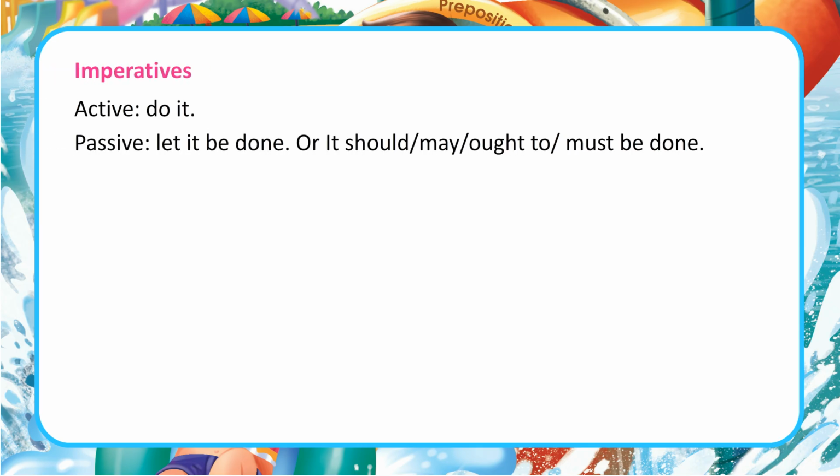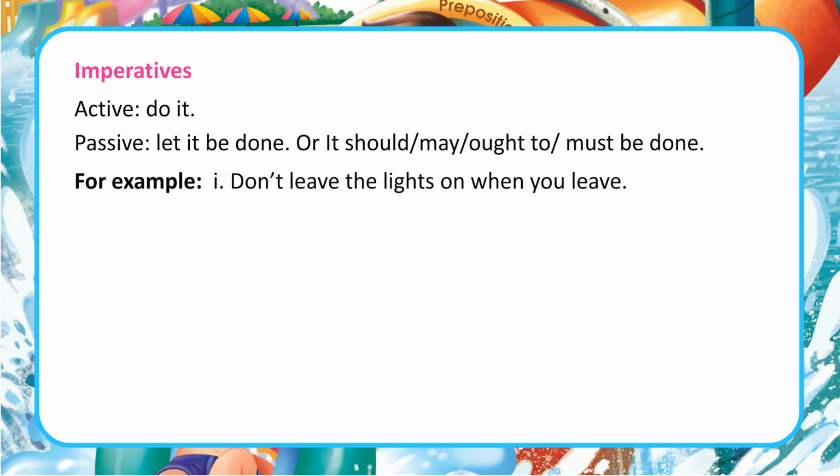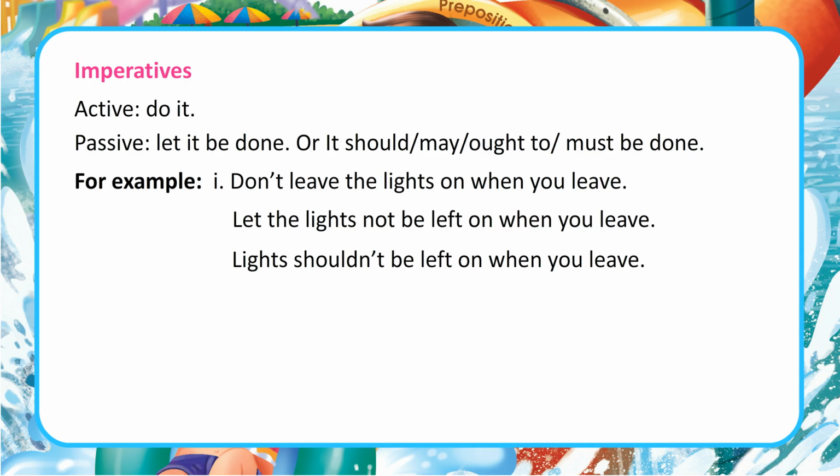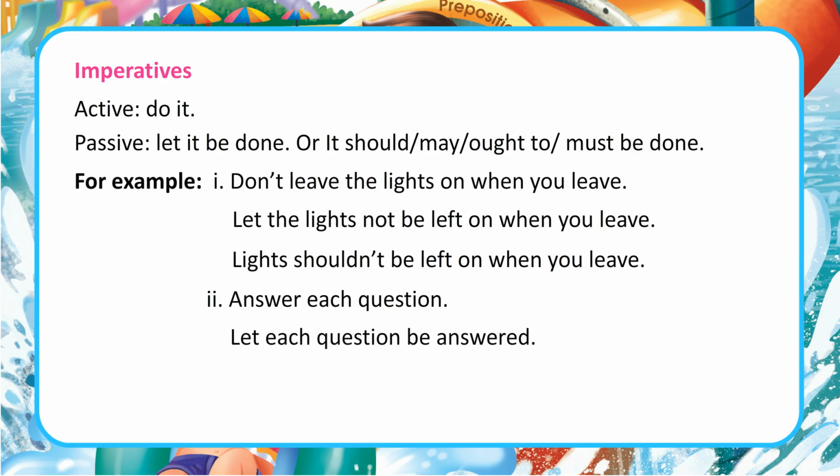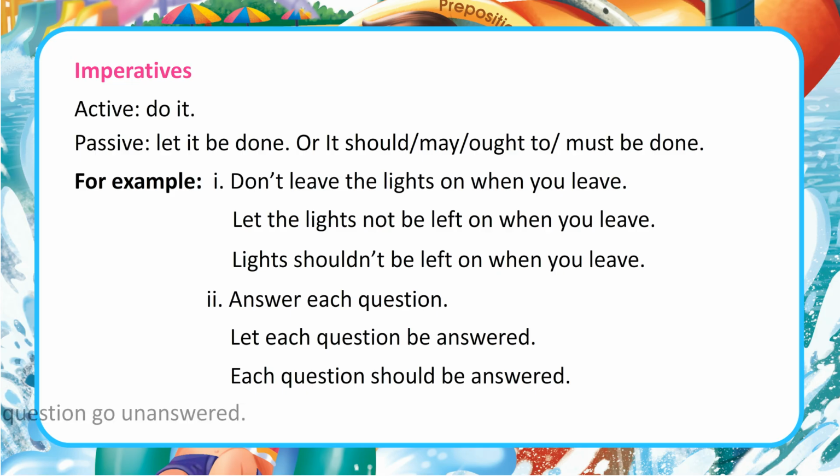Imperatives. Active: do it. Passive: let it be done, or it should/may/ought to/must be done. For example, don't leave the lights on when you leave. Let the lights not be left on when you leave. Lights shouldn't be left on when you leave. 2. Answer each question. Let each question be answered. Each question should be answered. Let no question go unanswered.